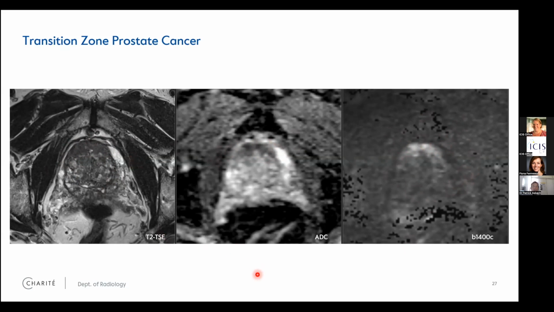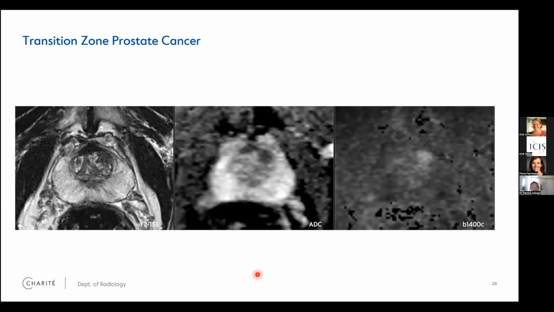So this is an anteriorly located transition zone prostate cancer. Again, these are often missed on randomized biopsy, and MRI, which then subsequently is performed, shows the lesion quite nicely. And now fusion biopsy can be performed and actually confirm prostate cancer in this case.